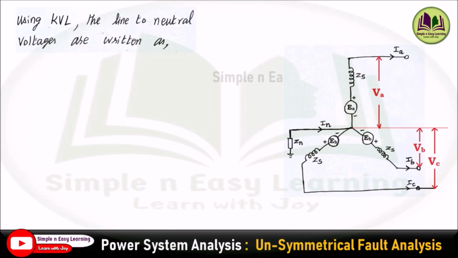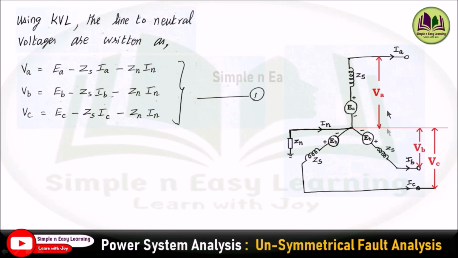Now using KVL, the line to neutral voltages can be written. VA will be equal to the generated EMF minus the drop across the synchronous impedance and the drop across the neutral impedance Zn. So the drop across the synchronous impedance is Zs into IA, minus Zn into IN, the drop across the neutral impedance. Similarly for B phase, VB equals the generated EMF minus the drop across the synchronous impedance minus the drop across the neutral impedance. For VC, generated EMF minus the drop across the synchronous impedance minus the drop across the neutral impedance. In a similar way, we can form this equation.